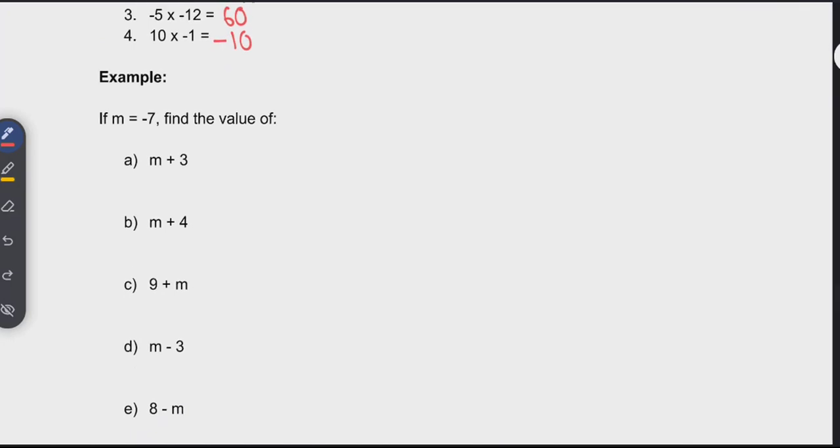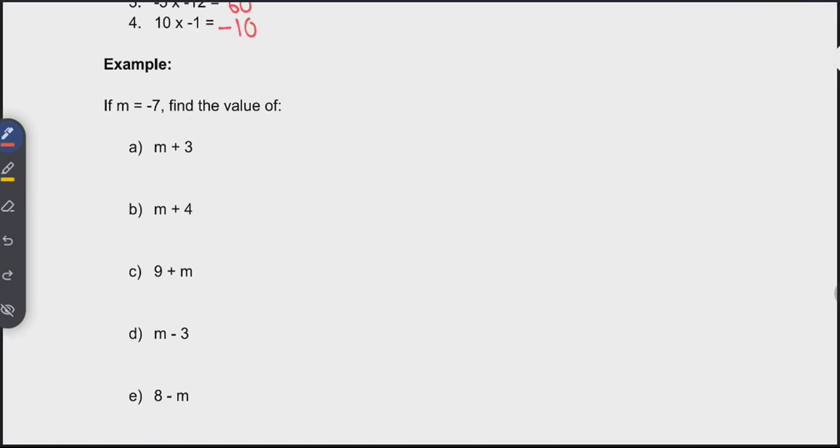Okay, so let's go through some examples. Let's say that m is equal to minus 7. Let's find the value of m plus 3. The first thing we're always going to do is just substitute the number in. So minus 7 plus 3. Well, what is minus 7 plus 3? You can use a number line, you can think about it. We get minus 4.